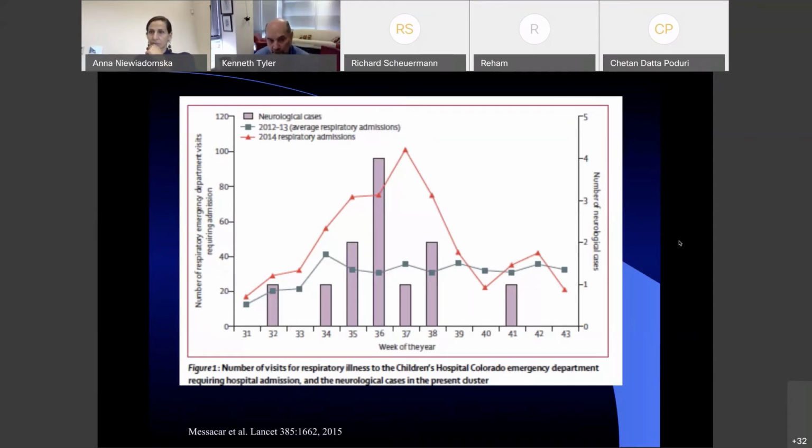And it was in the middle of this, now look at the bars, that these cases of this polio-like pediatric weakness occurred. And so, of course, from the get-go, we all kind of thought, sure, this could be a coincidence, but it was a likely linked event. Next slide.